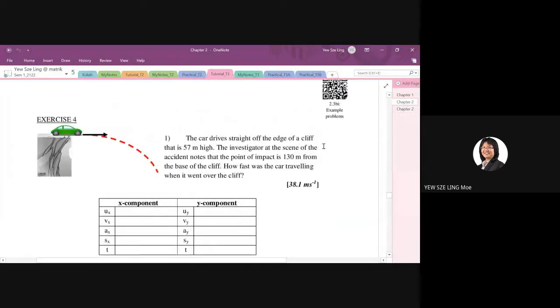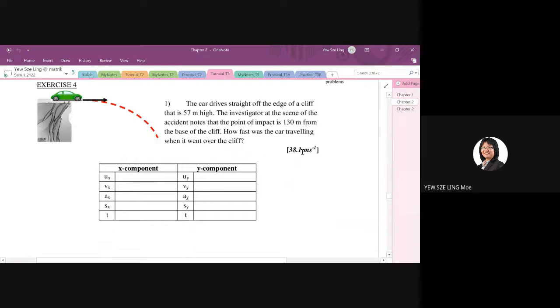So today we're going to continue with chapter 2. In chapter 2, we have done linear motion, the graph, and then we have seen what a vertical linear motion is and what a horizontal linear motion is. So today we're going to look at projectile motions.